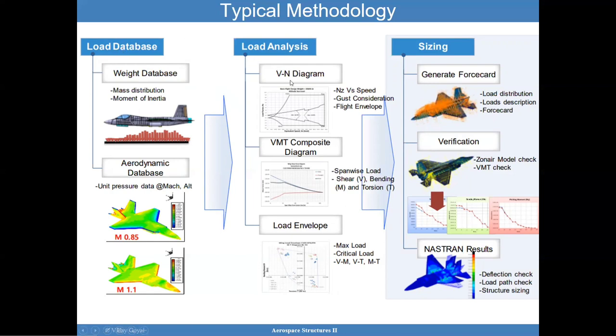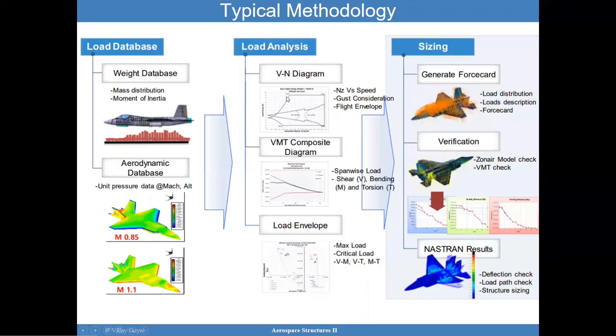For example, you can define your VN diagram, and this VN diagram is of importance in the design of aircraft applications. The VN diagram is of extreme importance. V is the airspeed and N is the load factor. The VN diagram plays an important role because it provides a flight envelope, and it could include gust considerations. It can also provide important information into the design and sizing of aircraft.